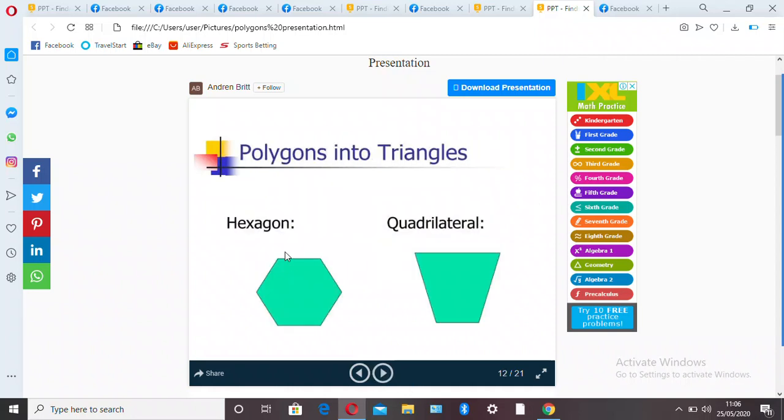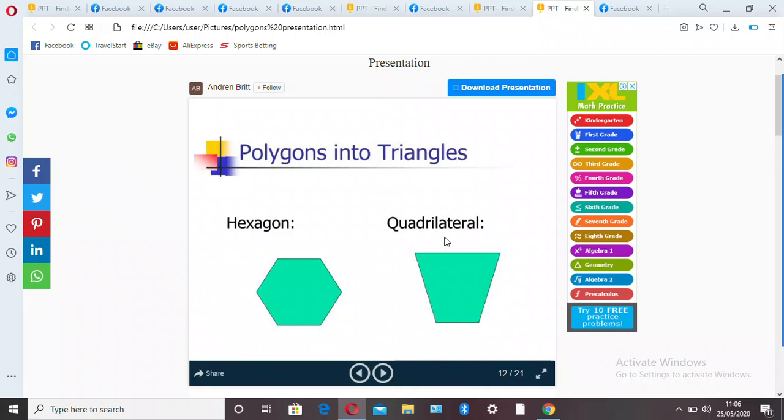All right, let's go. This is an example of a polygon. Let's count the number of sides this has: 1, 2, 3, 4, 5, 6. This is a 6-sided polygon and it's called a hexagon. A 5-sided polygon is called a pentagon. A 4-sided polygon is called a quadrilateral.